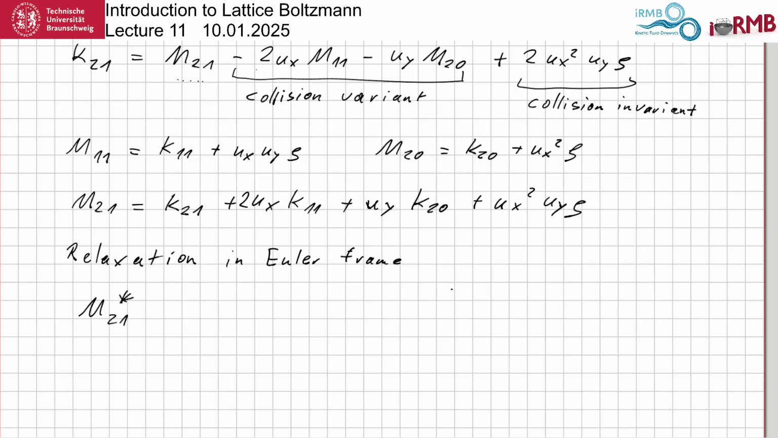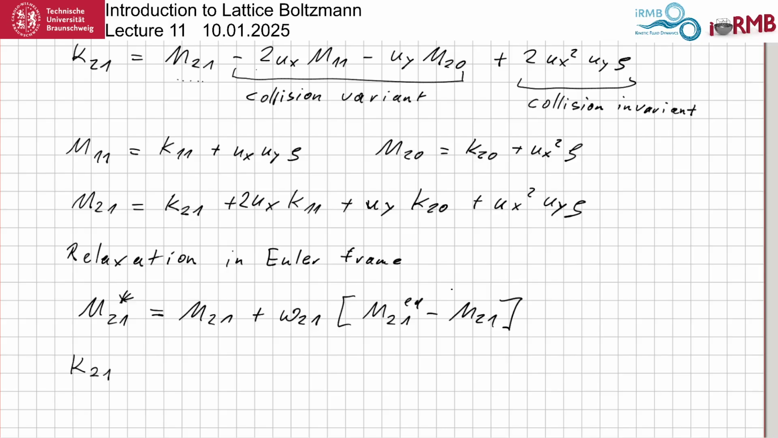What we want to look at is the relaxation of this moment, which of course looks like this. There's an omega related to this particular moment, which we now call omega 21, times M21 equilibrium minus M21. Now we replace all of them with their equivalent parts in central moments. Of course, you already noticed that there are a few lines to write here.